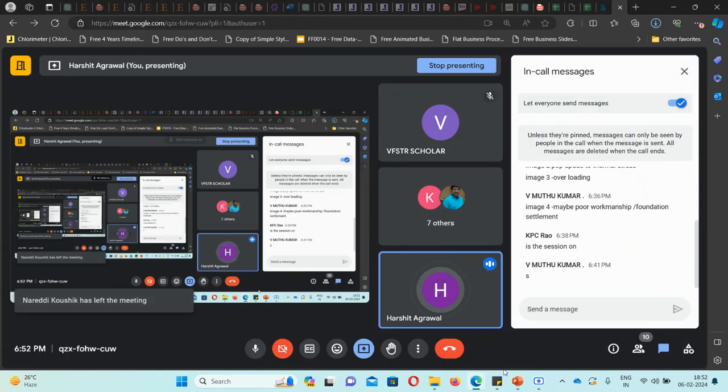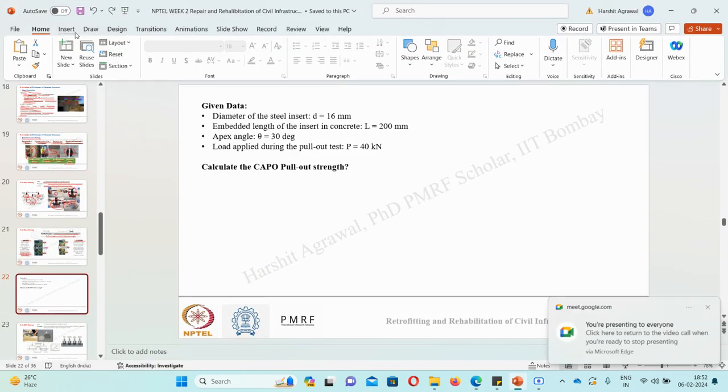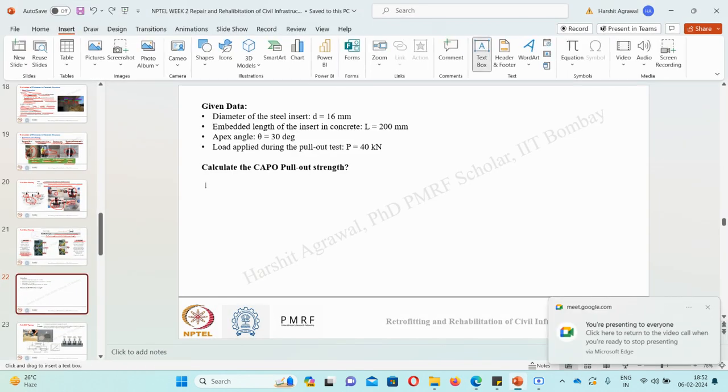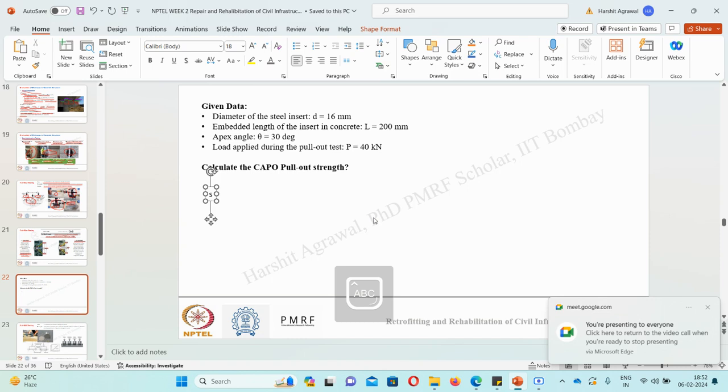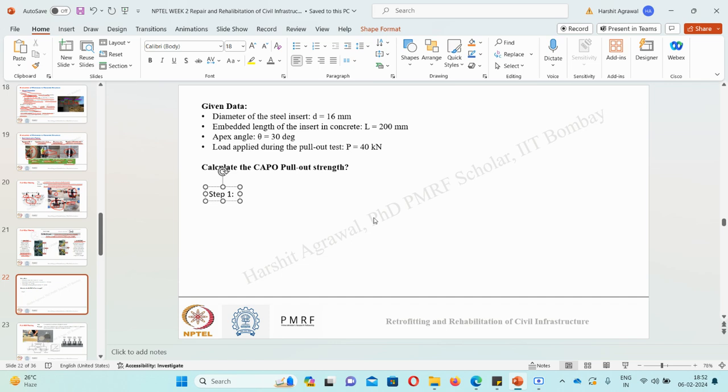Okay, so let's see the solution now. The first step will be to calculate the area of the insert. For this we need the apex radius. How can we calculate the radius? So what is the apex radius? Let me draw it.